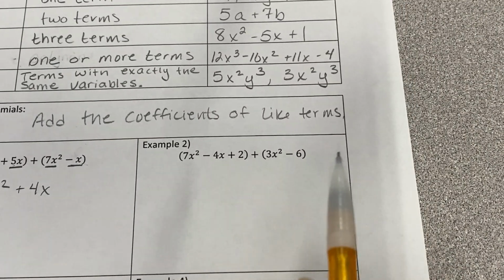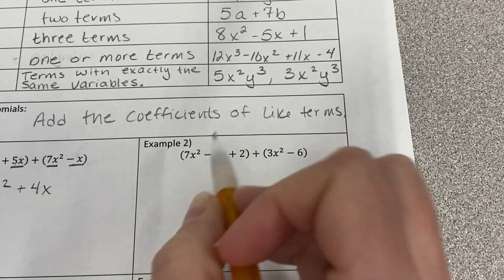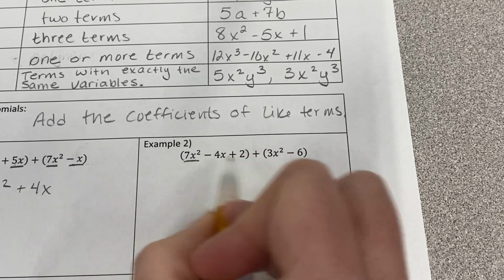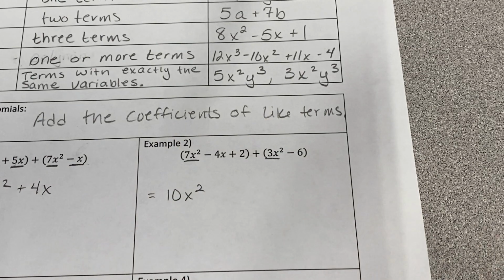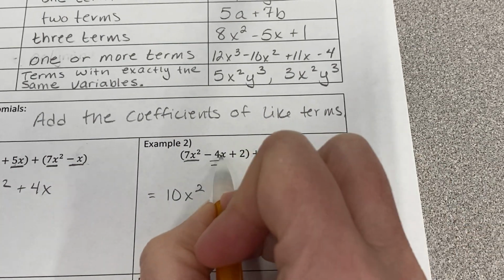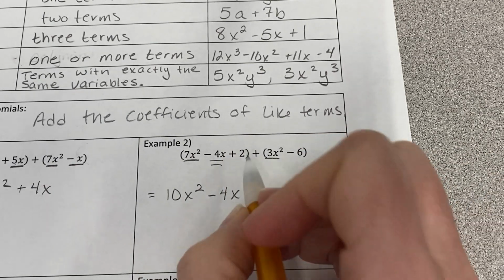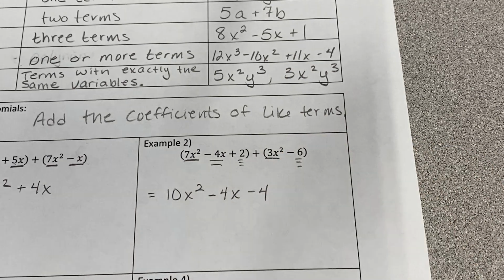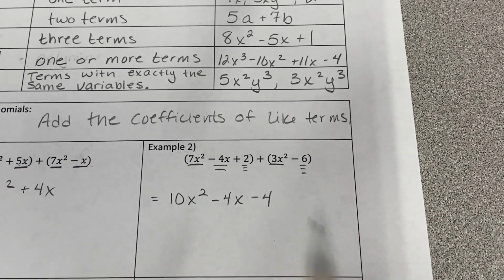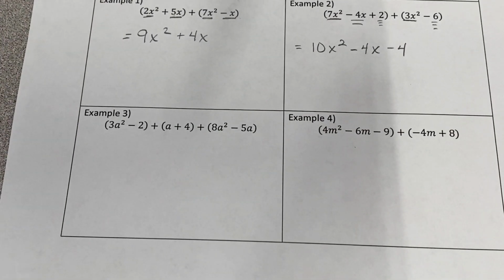For this one again, because it's addition, we don't really need the parentheses, so I'm just going to ignore those. We will with subtraction. Adding our like terms, 7x squared plus 3x squared is 10x squared. Then this negative 4x, that's the only term like that. So minus 4x. And then 2 minus 6 is negative 4. So that's our answer. Now, if you have colored pencils, it might be nice to color code them with your like terms.